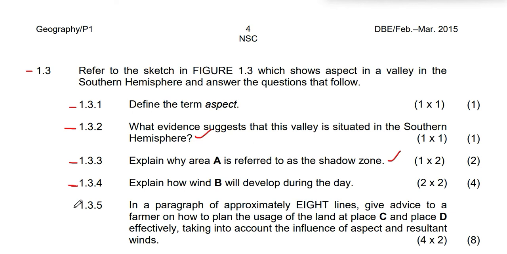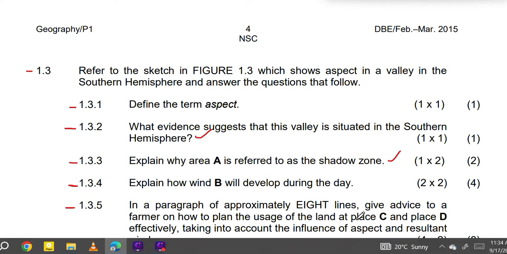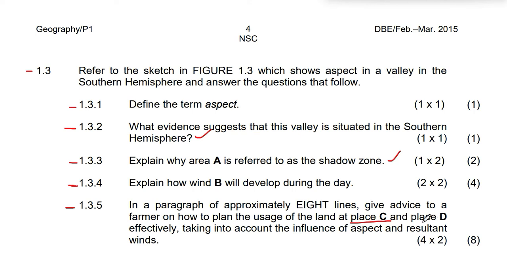Yes, so that's how slope wind A is formed. Let's move to the last question, which is 1.3.5. It says, in a paragraph of approximately 8 lines, give advice to a farmer on how to plan the usage of the land at place C and place D. Take into account the influence of aspect and resultant winds. So let's advise this farmer.